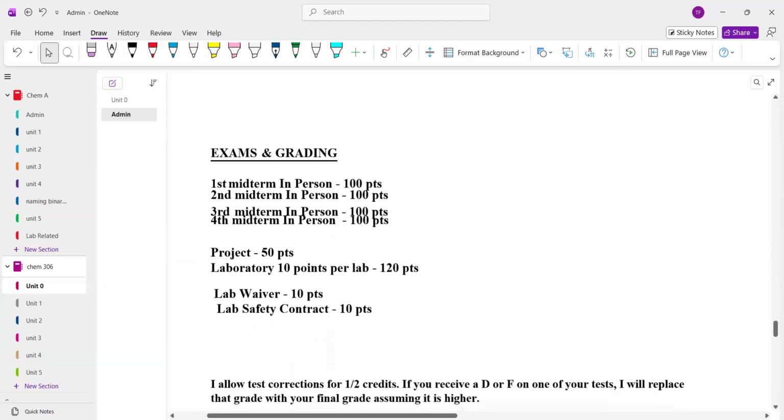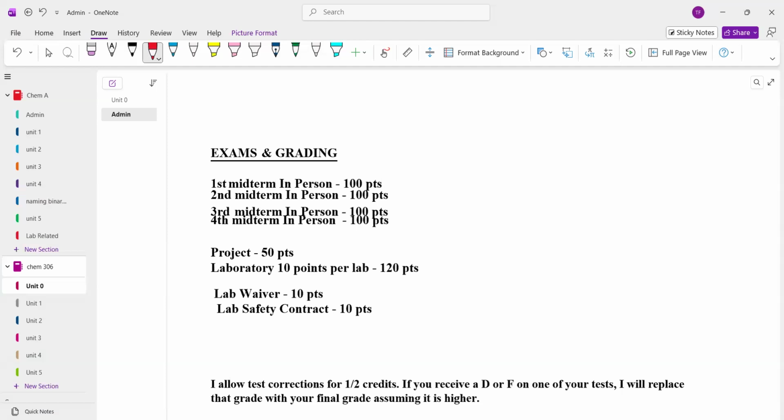Okay, each test is going to be worth 100 points. We have 4 tests. Your project is worth 50 points, half a test. Labs are worth 10 points per lab, and there's approximately 12, but whatever this comes out to be. It could be 110 or 130, whatever, 10 points per lab. That's dry lab and wet lab. Your first dry lab, though, is in a bundle, and it's worth 20 points.